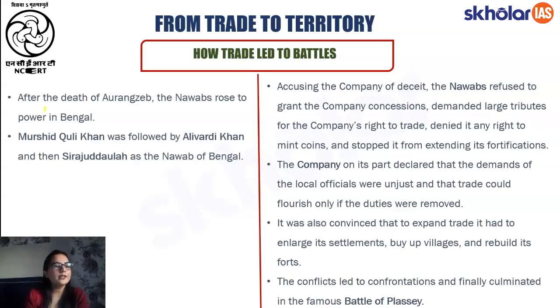Now students, as I've already told you, after the death of Aurangzeb, the Nawabs rose in power in Bengal, and among them, the important Nawabs included Murshid Quli Khan, who was followed by Alivardi Khan, and then Sirajud-Dowla. These Nawabs were not happy with the presence of the East India Company in their area, and that is why they accused the company of deceit. Apart from this, they were not happy to grant any concessions to the company.